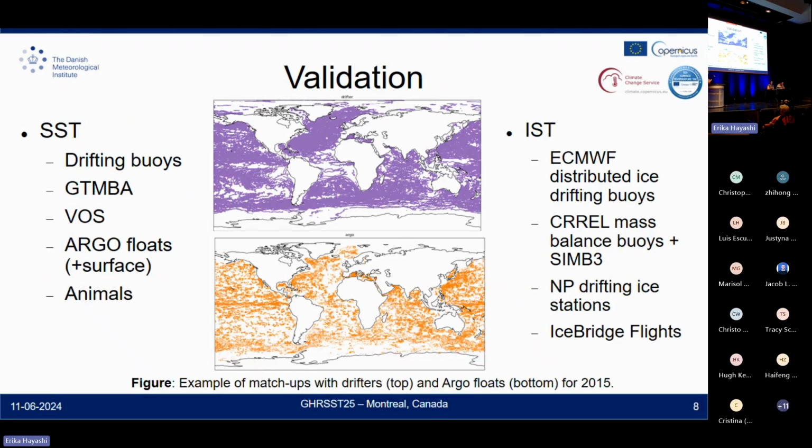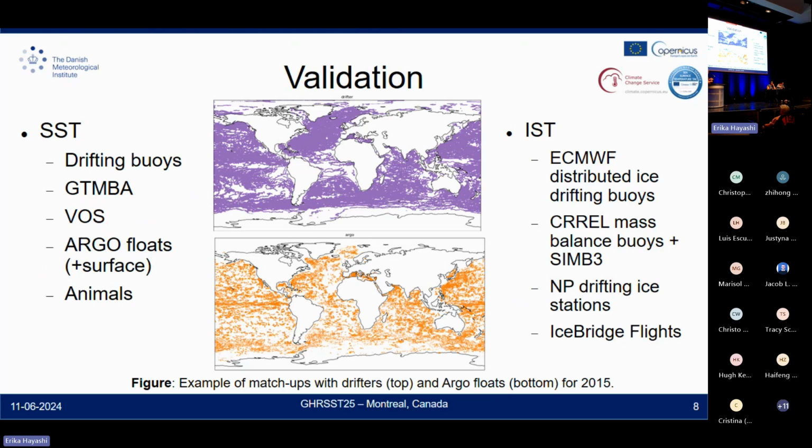Regarding validation, just a quick overview. As I mentioned earlier, we have quite an extensive list of validation datasets for the SST: drifting buoys, the global tropical moored buoy array, ships of opportunity, Argo, animals. The plots show an example of matchups for a year, 2015, for drifters on top and Argo floats on the bottom.